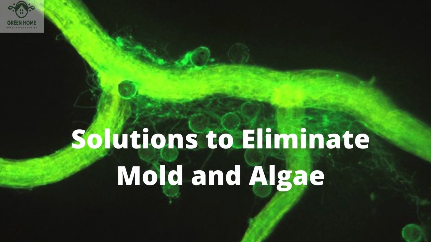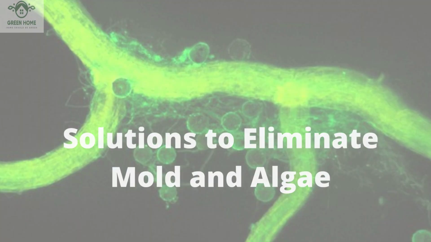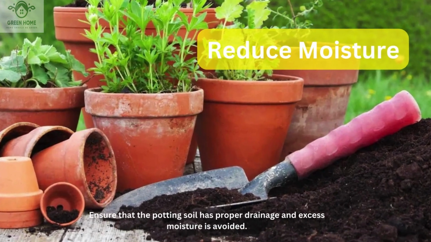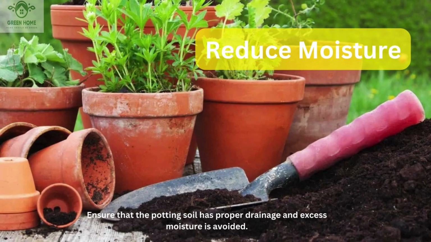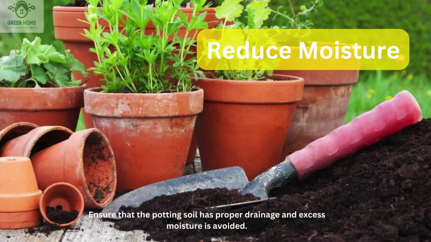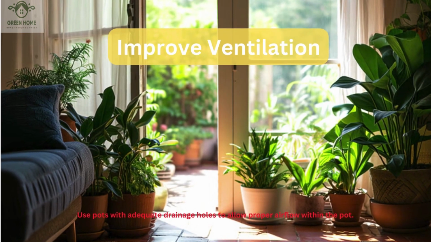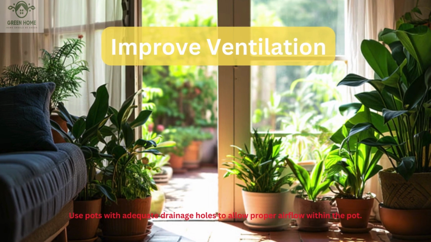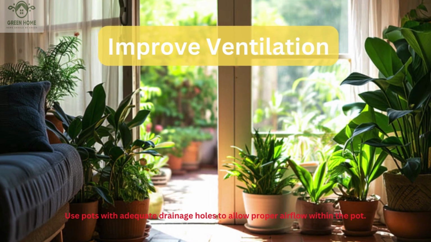Solutions to eliminate mold and algae. Reduce moisture. Ensure that the potting soil has proper drainage and excess moisture is avoided. Improve ventilation. Use pots with adequate drainage holes to allow proper airflow within the pot.